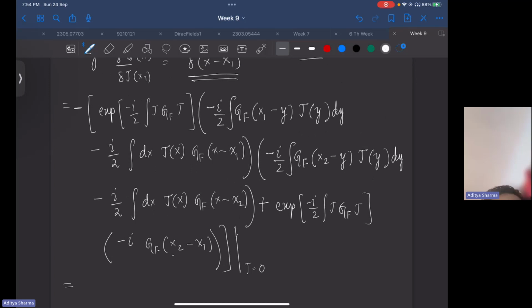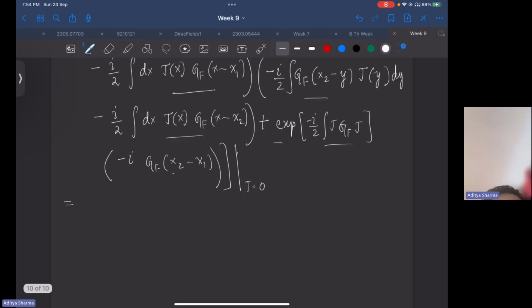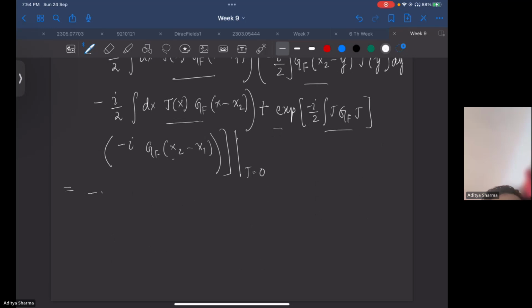So when you take j equal to 0, this part becomes 1, this part becomes 0, this part becomes 0, this part becomes 1. So you're going to get minus i times f of 206.